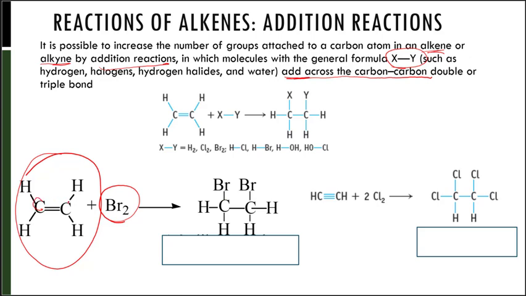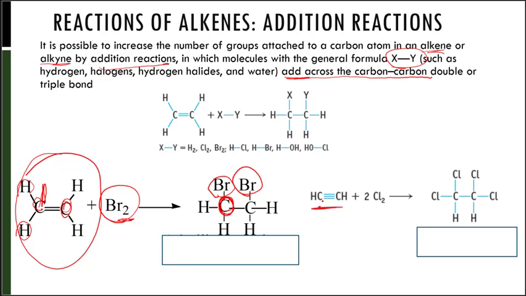So instead of carbon only being able to be linked to 1, 2, 3 other atoms because of that double bond, it breaks that double bond. So this carbon can now be bonded to 4. One bromine will come off of that one carbon, and the second bromine will come off of the second carbon.